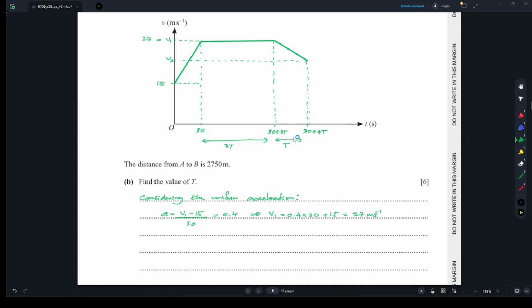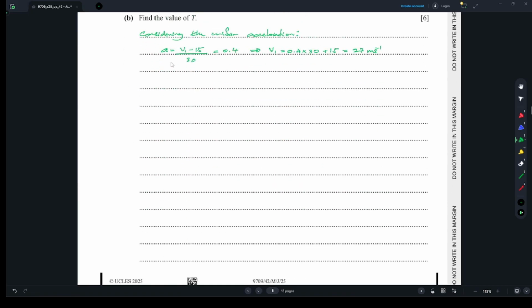So we know the height of the trapezium, which is t, and one parallel line is v1, the length. So we found it as 27. The other one is v2. So we have to find it first. So I can consider the uniform deceleration.